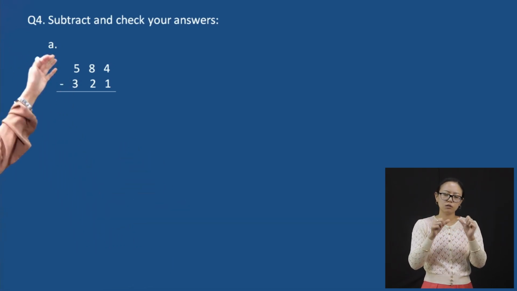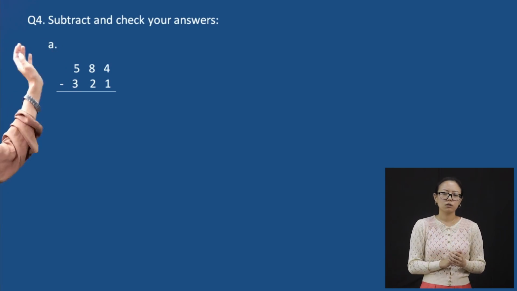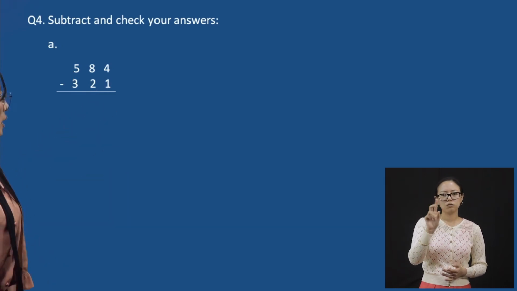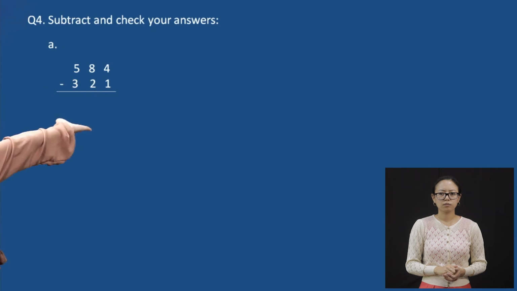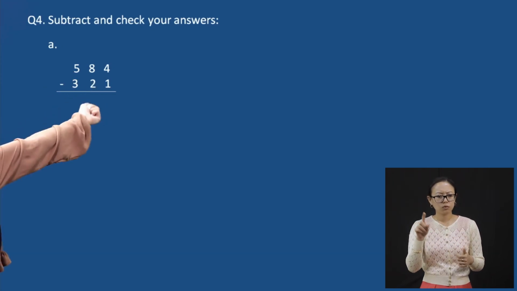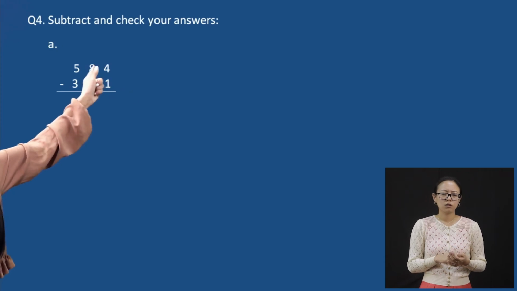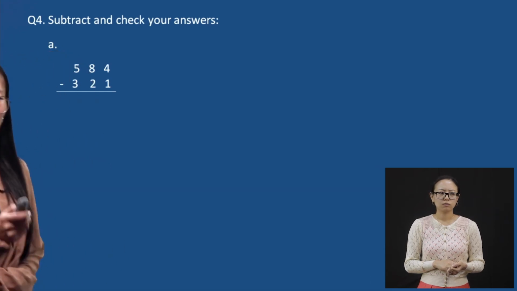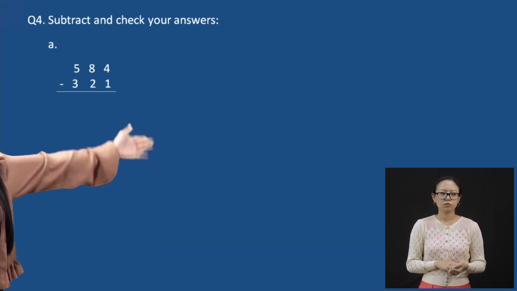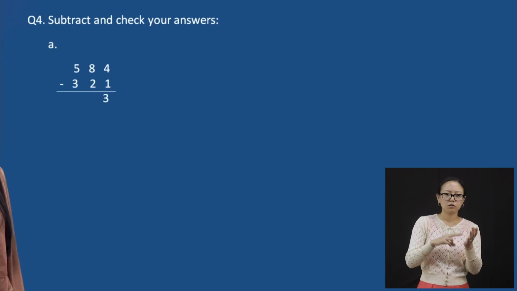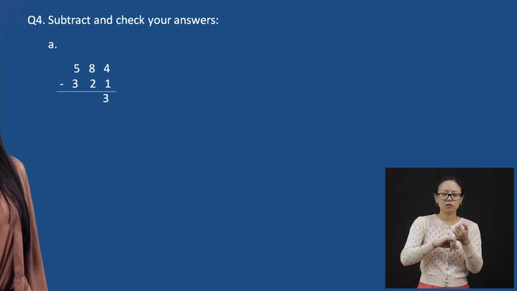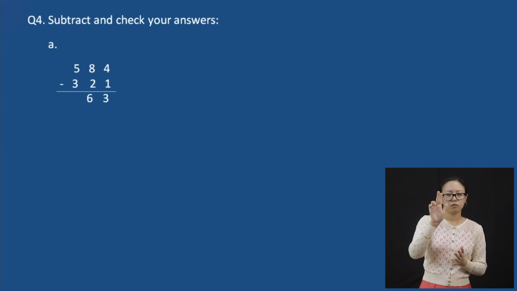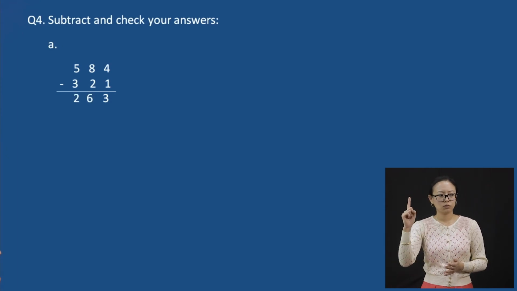So here, we will first subtract 321 from 584. You get the answer. Then how to check your answer: your difference plus subtrahend. If the answer you get is equal to the minuend, then your answer is correct. So here, minuend minus subtrahend. That is 4 minus 1 is 3. The next number, 8 minus 2 is 6. 5 minus 3 is 2.